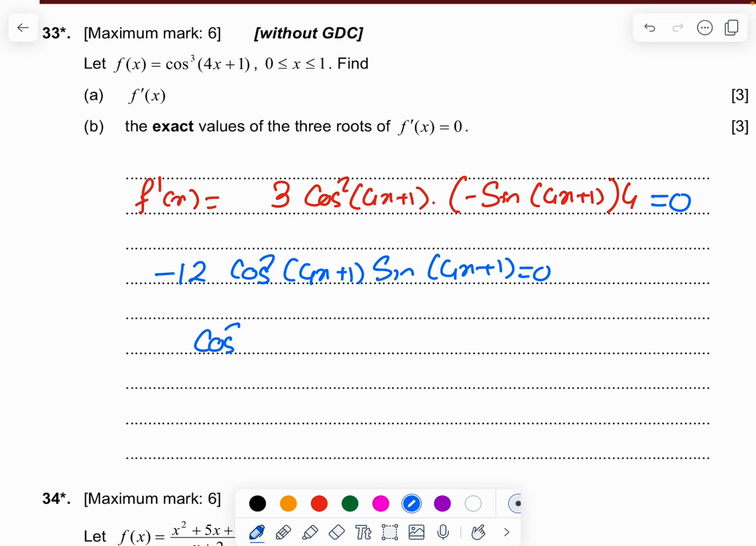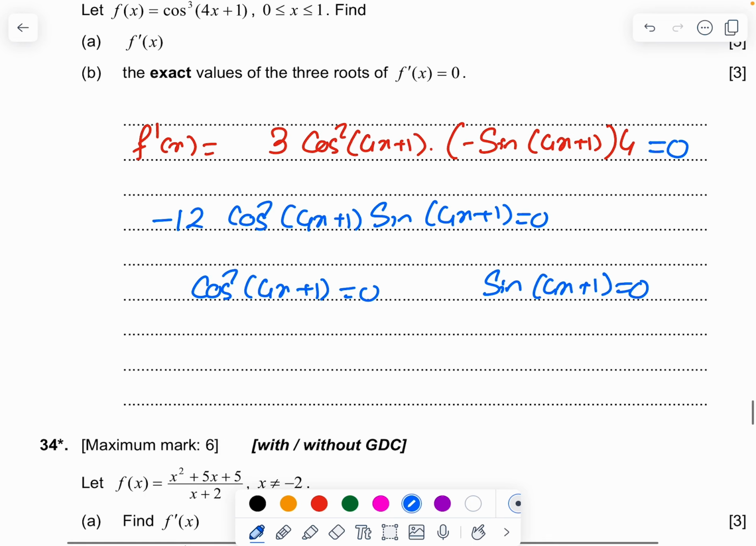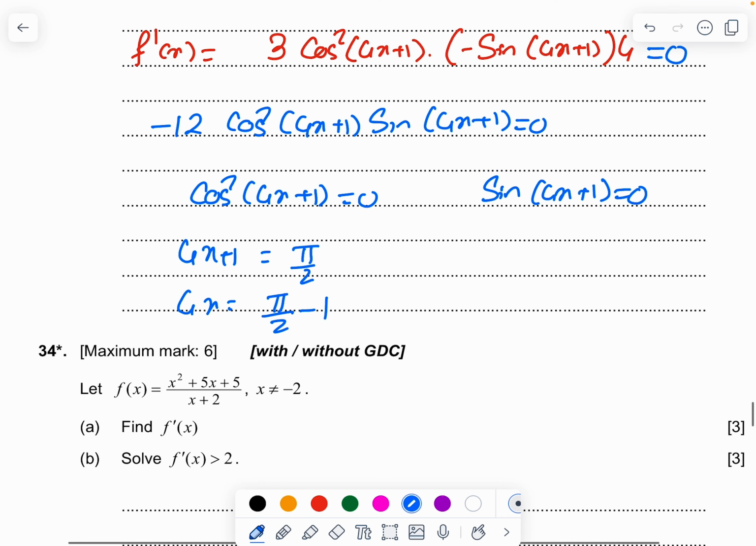So either cos square 4x plus 1 should be equal to 0, or sine 4x plus 1 should be equal to 0. So when is cos 0? Cos is 0 at pi by 2. So 4x plus 1 should be equal to pi by 2. So 4x equals pi by 2 minus 1. So x equals pi by 8 minus 1 by 4.